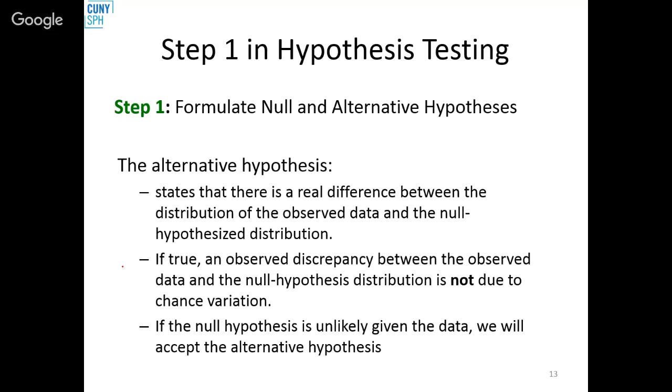The alternative hypothesis is that there is a real difference between our observed data, or the distribution underlying our observed data, and the hypothesized null distribution. And if it is true, then this discrepancy is not just due to chance. There is a true difference in the populations that is also contributing to that difference. And so if the null hypothesis is very unlikely given the data, then it will lead us to accept the alternative hypothesis instead.